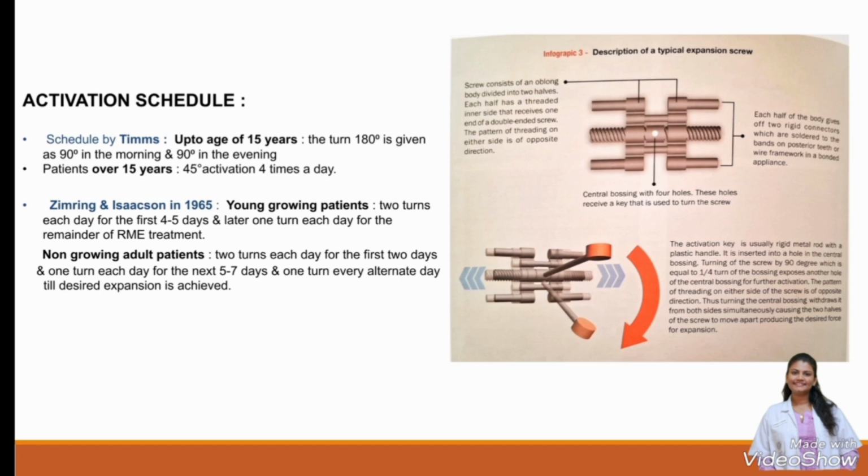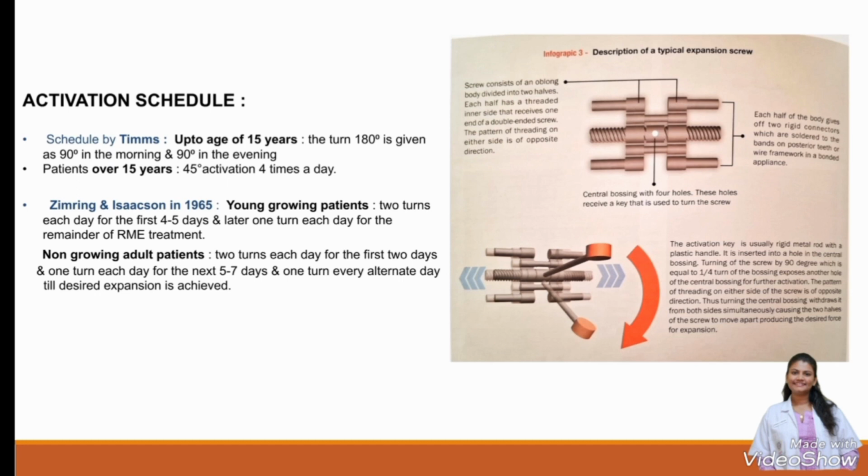According to Zimring and Isaacson in 1965, young growing patients should be given 2 turns each day for the first 4 to 5 days and later 1 turn each day for the remainder of RME treatment. Non-growing adult patients: 2 turns each day for the first 2 days and 1 turn each day for the next 5 to 7 days, and 1 turn every alternate day till the desired expansion is achieved.